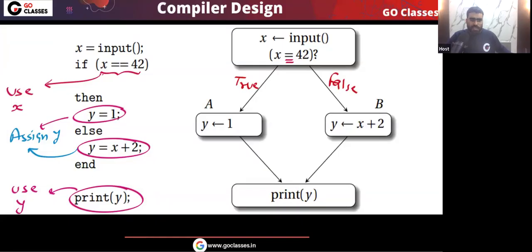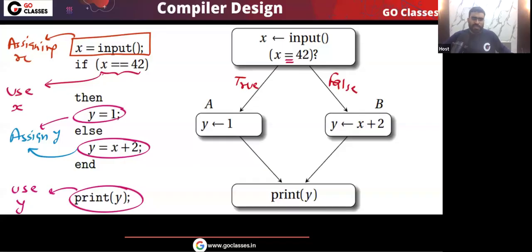Now let's convert this into SSA. So tell me, do I need to do anything for x? No. Because x is assigned only once. See, only here x is assigned. Look at this, here we are assigning x.